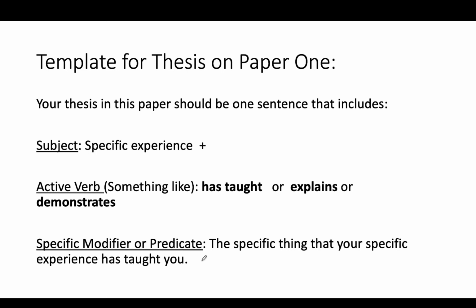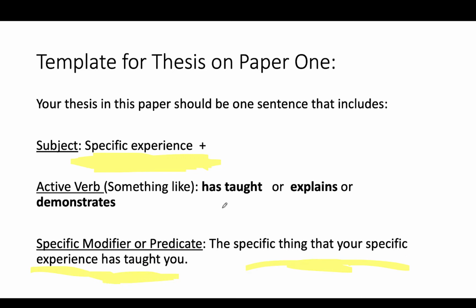The subject here is going to be the specific experience of your narrative. What is it that happened to you? What specific life event are you talking about? The modifier is the specific thing that your experience has taught you. What did you learn from this experience?